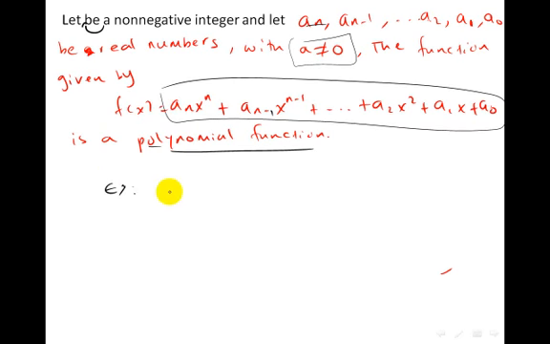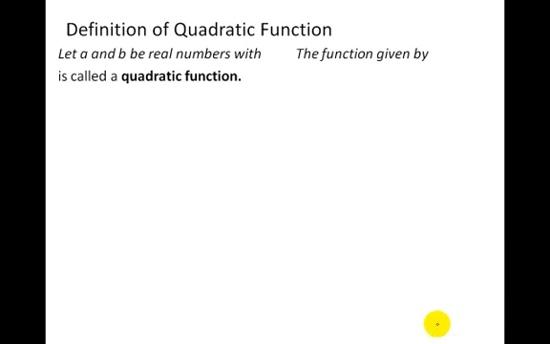Let's have some examples. Let's say I have 3x cubed plus 2x squared minus 5. This is a polynomial. Let's say 4x to the power of 5 minus 10x squared plus 2x. This is another polynomial. So polynomials are these types of expressions.